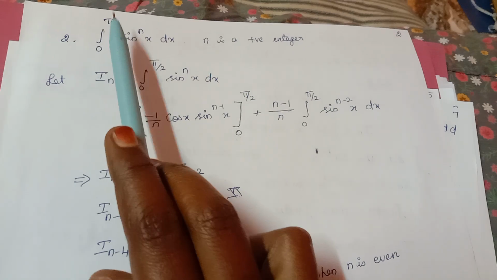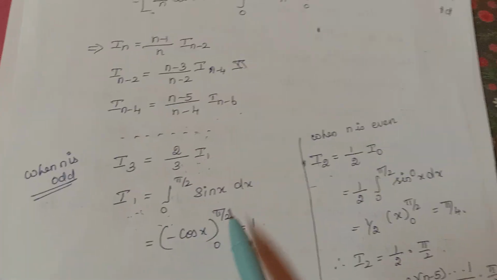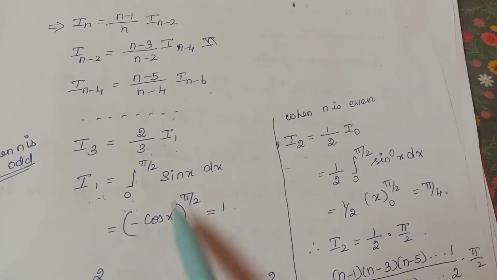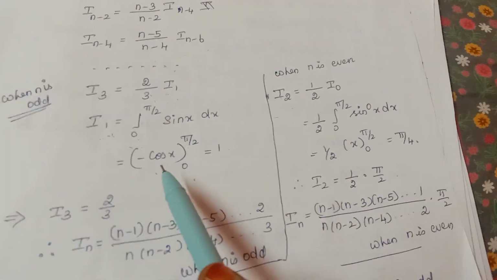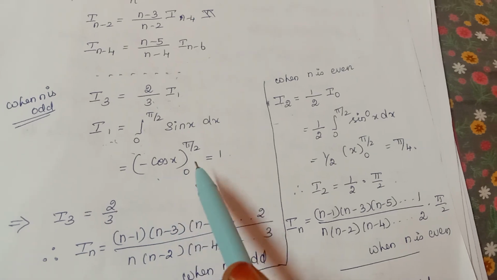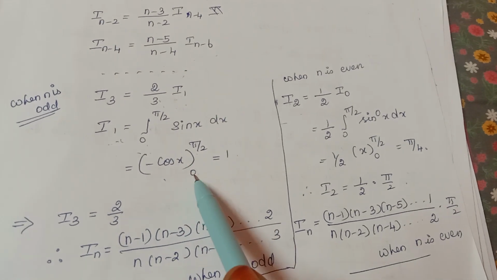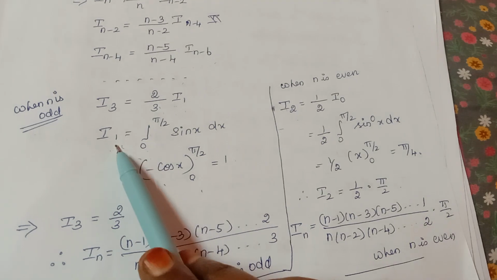So I1 equal to the integral from 0 to pi by 2 of sin x dx. So equal to, what is the integration of sine? Minus cos x within the limit 0 to pi by 2. Okay, right? So you apply the limits. Cos pi by 2 is 0. The lower limit cos 0 is equal to 1. So simply I1 equal to 1.